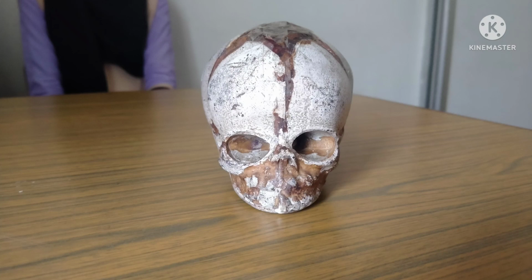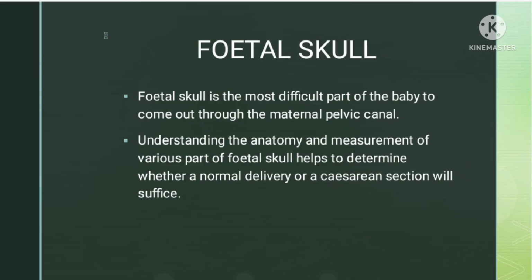Today we are going to discuss the fetal skull. It is very important for nursing students who are going to appear for obstetrical and gynecological practical examinations. Before going for the practical demonstration, we have to know about the fetal skull. The fetal skull is the most difficult part of the baby to come out through the maternal pelvic canal. Understanding the anatomy and measurement of various parts of the fetal skull helps to determine whether a normal delivery or a cesarean section will suffice.